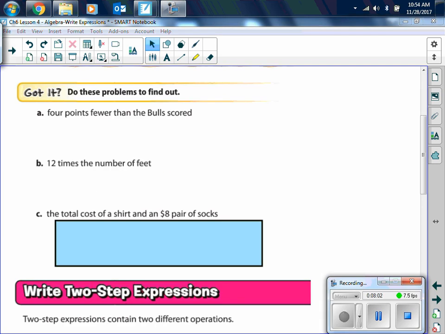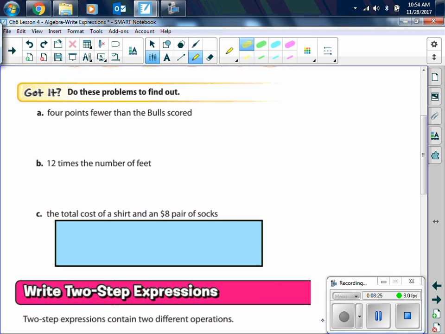All right, so for the got it examples, problems. Here we have 4 points for letter A, 4 points fewer than the Bulls scored. So those are the words, okay? Now the next thing we're going to do is we're going to define our variable. So what is it that we don't know? Very good. We don't know how much the Bulls scored.